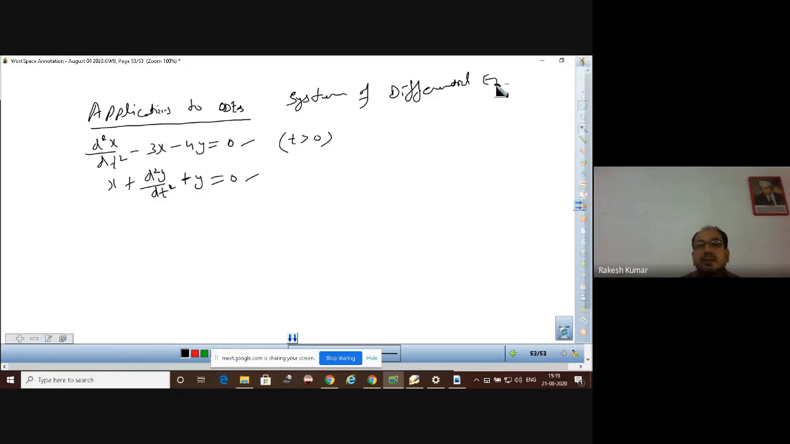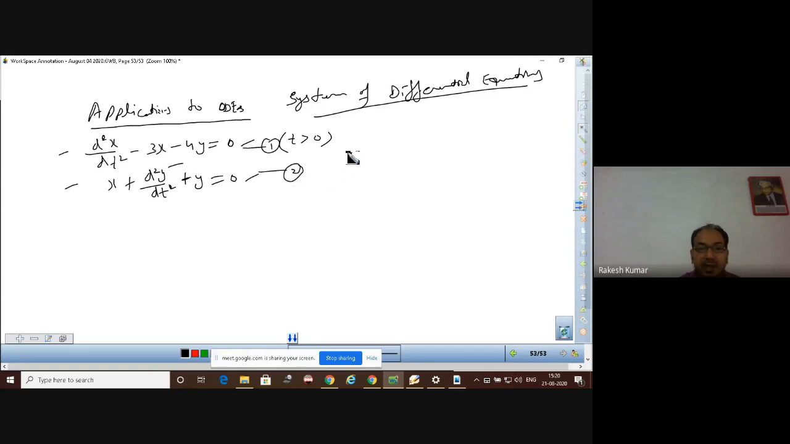So when we call it a system, when there are more than one equations. Now you just see the first equation. In the first equation, this is a derivative of x of double order with respect to t. And in the second equation, this is the derivative of y with respect to t. So ultimately, we can say that both equations are of second order. So name it as equation number 1 and name it as equation number 2.